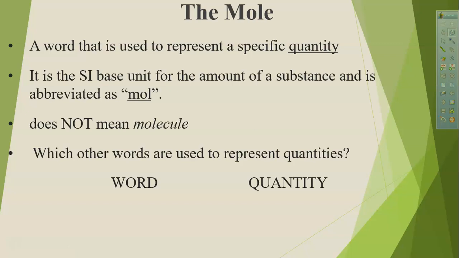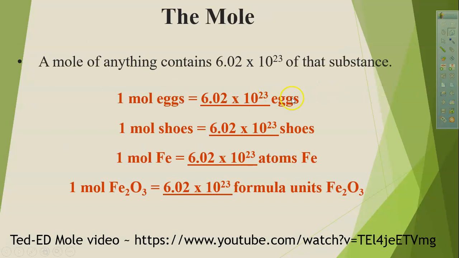So what are some other words that mean a number, words that mean a quantity? The first thing that comes to mind for me is eggs. How do you buy eggs? You buy eggs in a dozen. Well, how many is a dozen? A dozen is 12. When somebody says a dozen, they mean 12. How many do I mean when I say a pair, like a pair of shoes? Well, that's 2. There are a lot of words that mean quantities, and that's all that the mole is. It just is a word that means an amount.